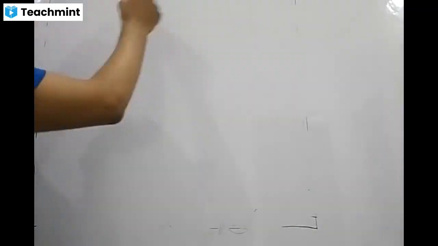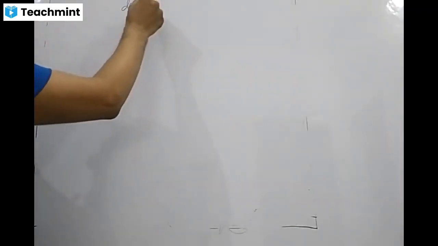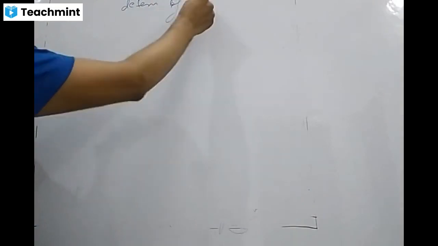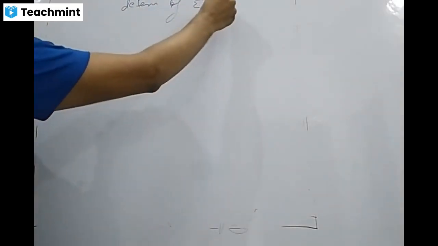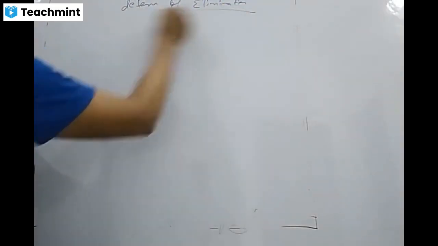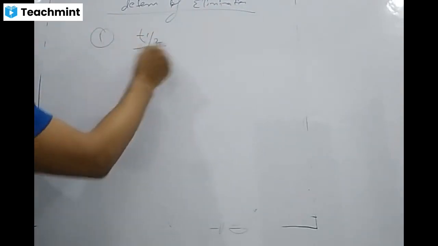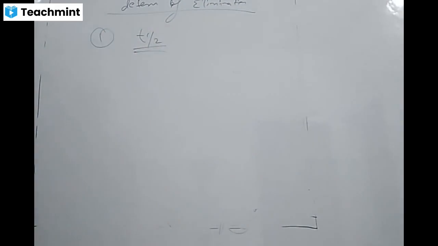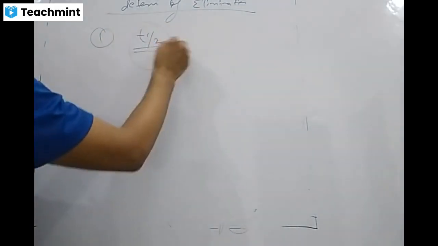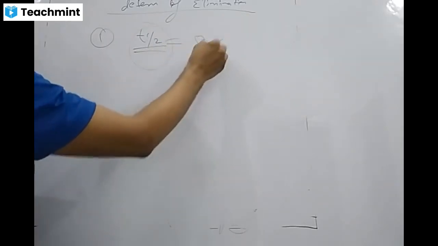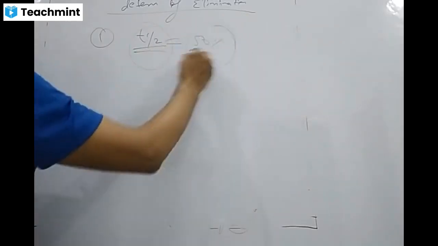Then next, determinants of elimination. How to measure elimination? There are some factors. The first is T half, that is half-life. In 2017, they just asked the definition of T half. It is the time in which the plasma concentration of the drug becomes 50%.